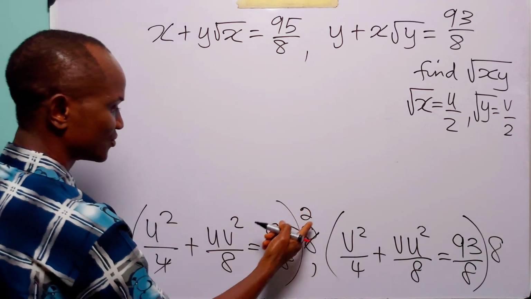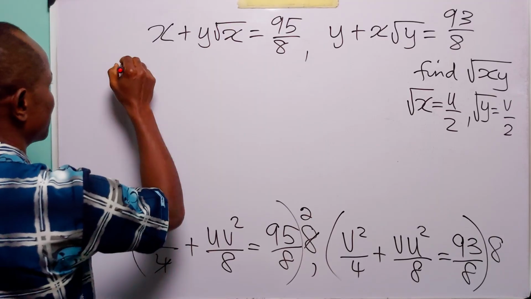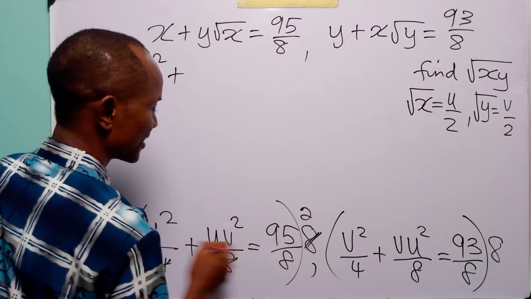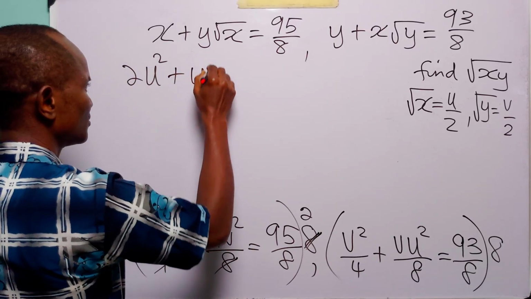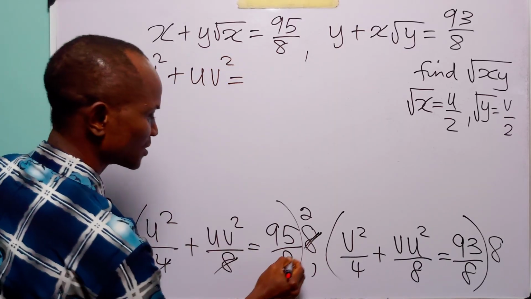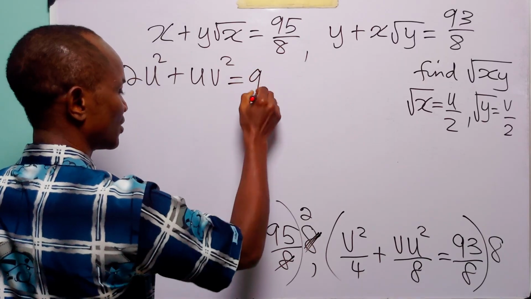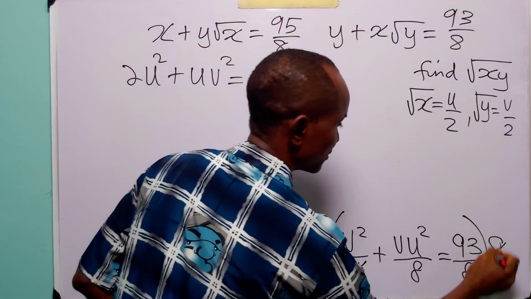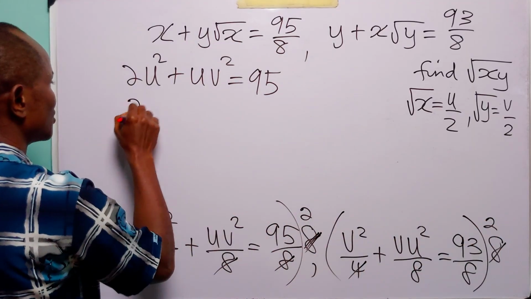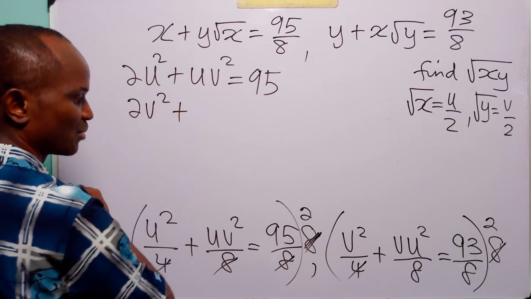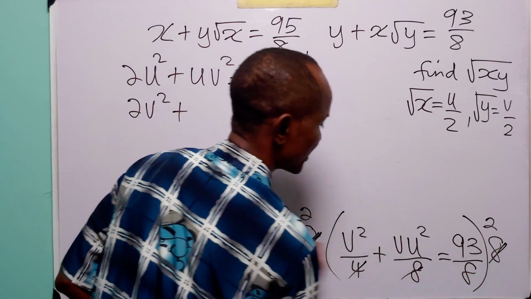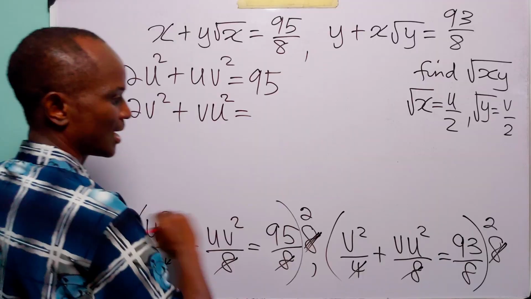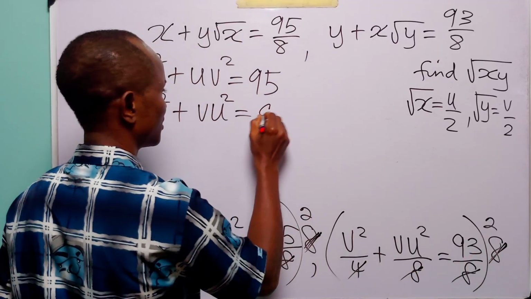4 into 8 is 2. Here we have 2 times u squared plus, 8 is going to take care of it, leaving us with u v squared. Once more, 8 is going to take care of it, leaving us with 95. Here, the same thing happens. We have 2v squared plus, 8 is going to take care of 8, and we have v u squared, and this is equal to 93.